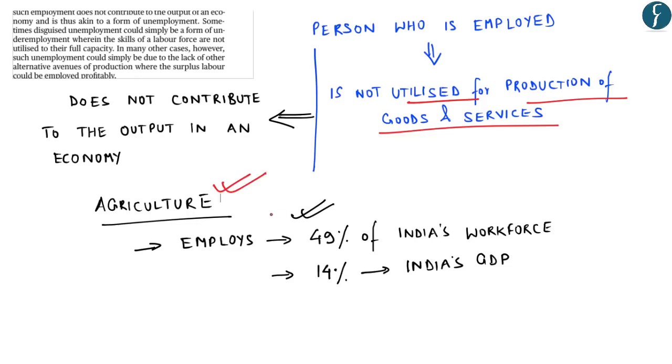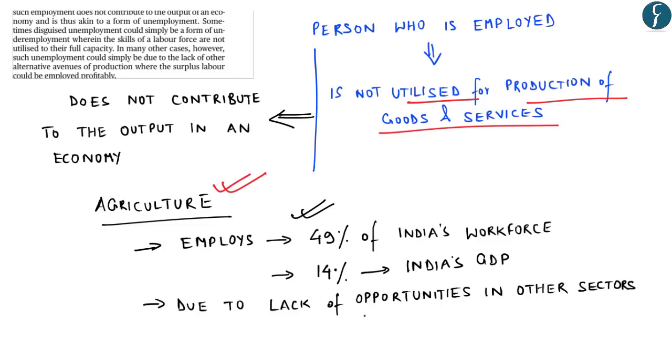This form of disguised unemployment in the agricultural sector in India can be attributed to the lack of opportunities in other sectors, where the surplus labor can be employed profitably.